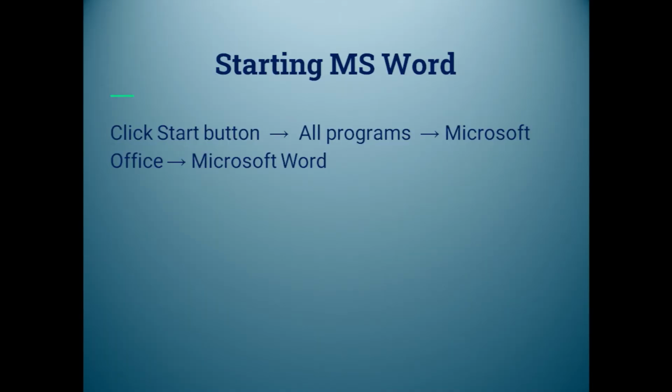Before we start to work on this software, we should know how to use it. If you have your laptop or computer with you, you can note down the steps, and you can also start to try the steps. You can click on the start button. Once you click the start button, you can select the all programs option. Once you have chosen all programs, there will be a list of software already installed in your computer. You can choose Microsoft Office.